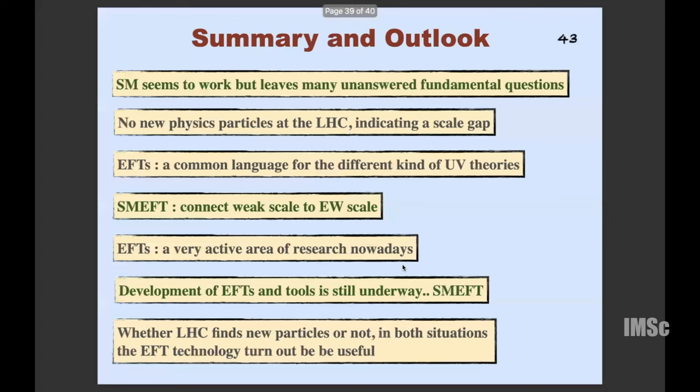Okay, so I'm done. This is just a brief summary. We discussed that the standard model is quite successful, but still not complete. And the LHC did not find any new particles, which we were expecting. EFT is a very good language that you can use to study the physics. Standard model EFT particularly plays a role in connecting the high scale lambda and the electroweak scale. Nowadays it's a very active field of research, and a lot of development took place in the last 10 years. Whether we will find a new particle tomorrow at the LHC or not, in both situations this can be used, as we saw with these two approaches. Thank you very much.